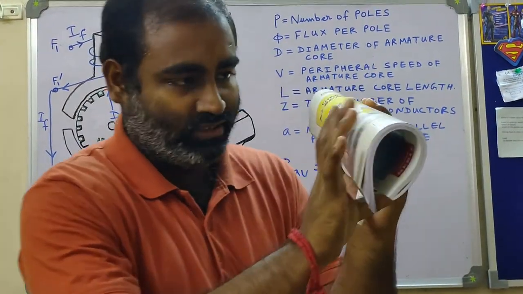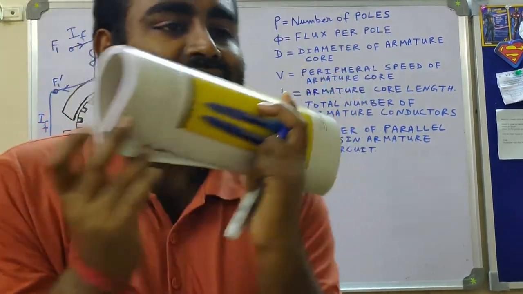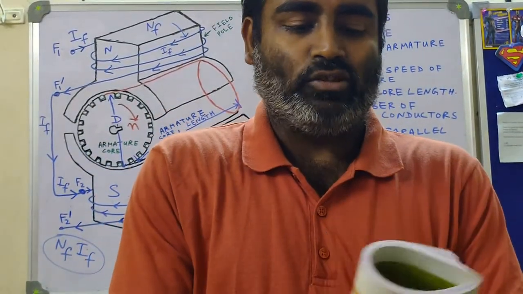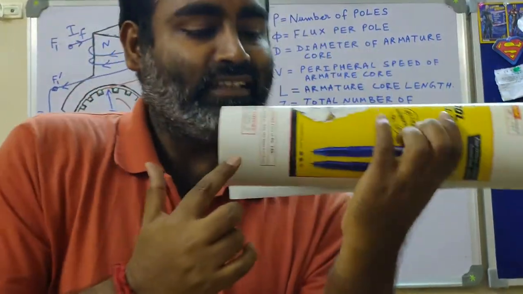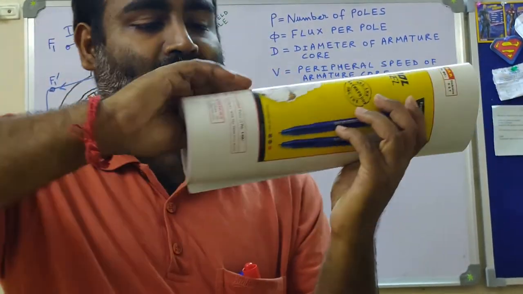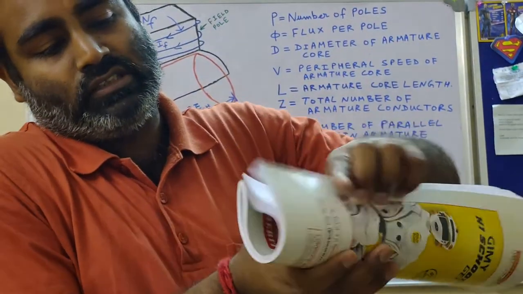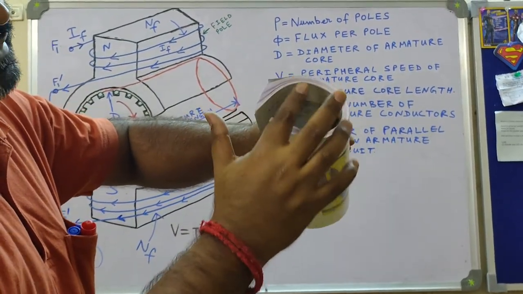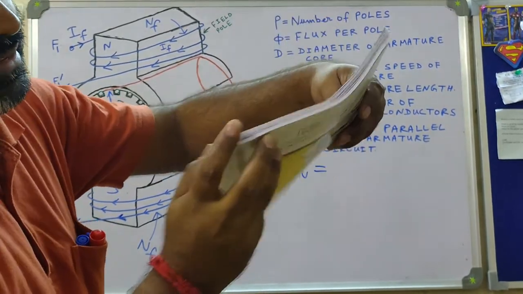Let's say this is our armature core, and this is the diameter. This is the core length L. You take this to be your armature, cylindrical. So this is your diameter D and this is your core length L. So what is the curved surface area? I can make it flat. Now, what is this one? Remember this is D. If this is D, what is the circumference if it is a circle? Pi D. So this is pi D.